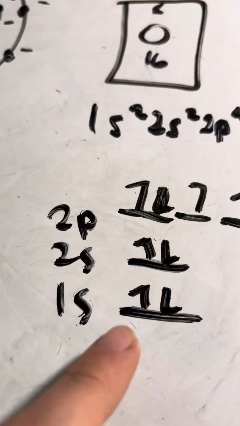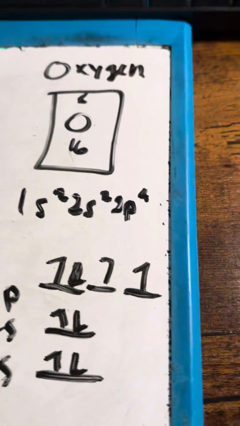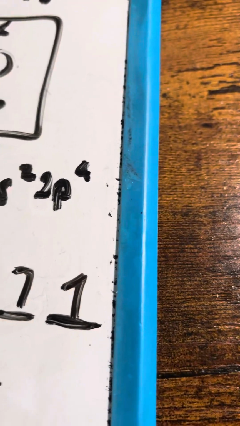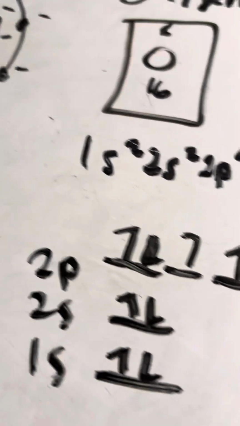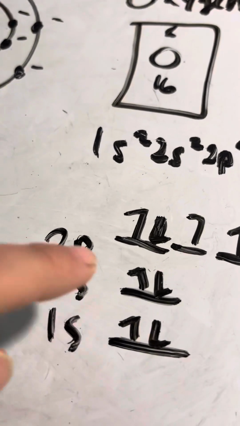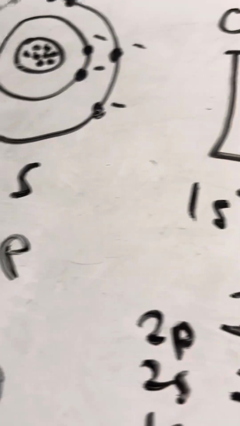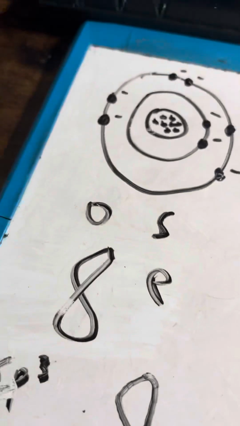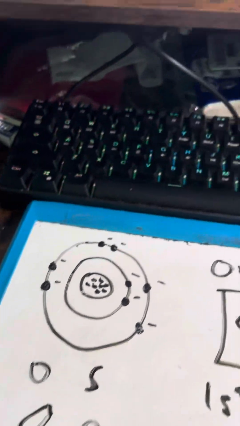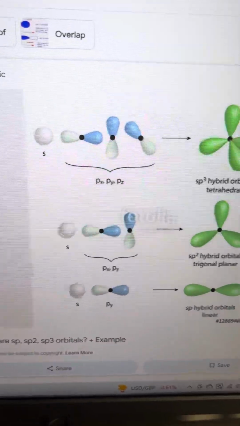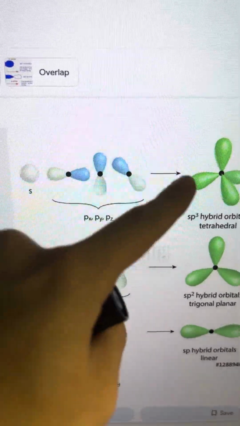And each one of these represents an electron. So that means 2 electrons are in an s orbital, 2 more electrons are in another s orbital, and then 4 electrons are in p orbitals. And the way we describe that is using this. So this is the S, and these are the P's.